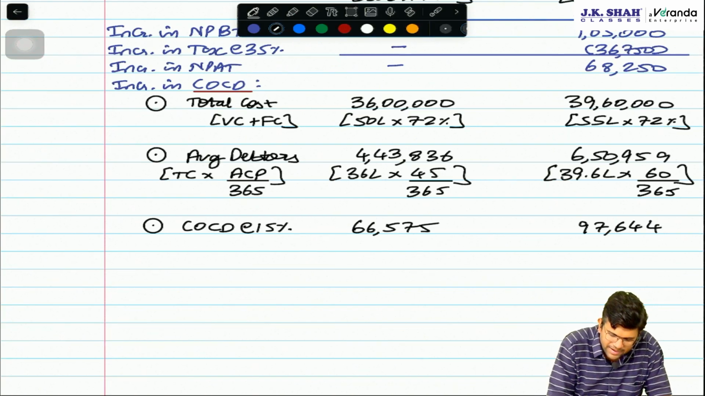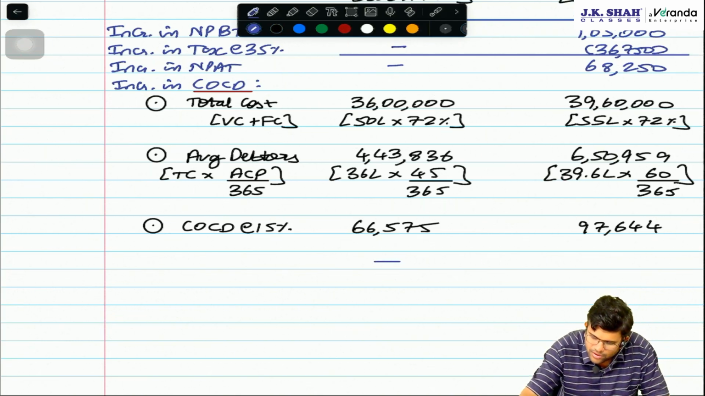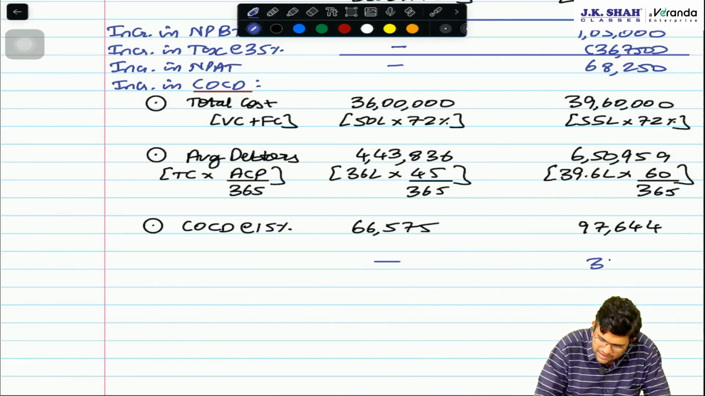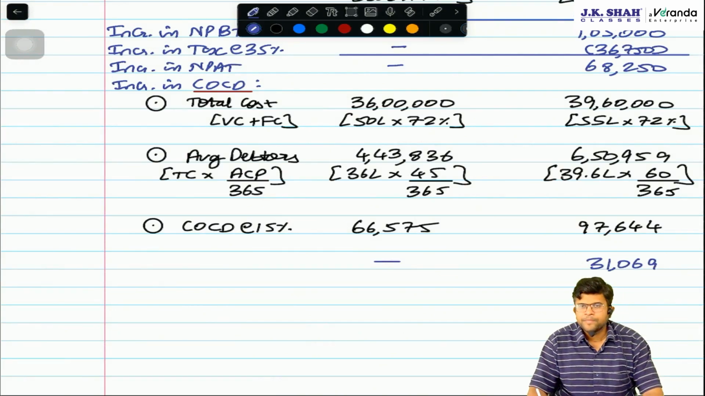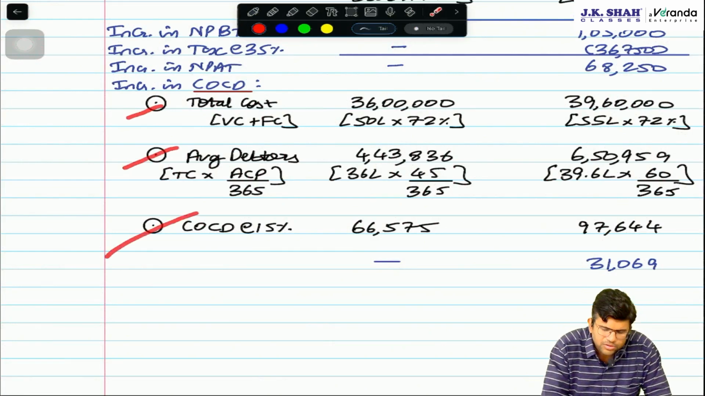Can I say that incremental COCD will be, here I will take base as dash, and there I will do 97,644 minus 66,575, and I'll get incremental COCD as 31,069. Now a query might ask, why did you break it up into 3 points like this?